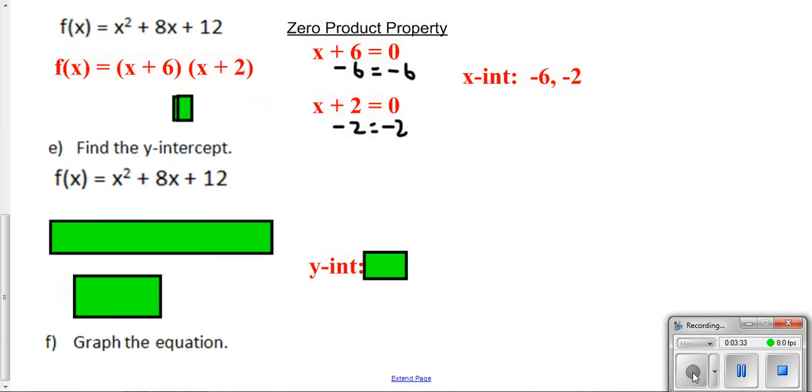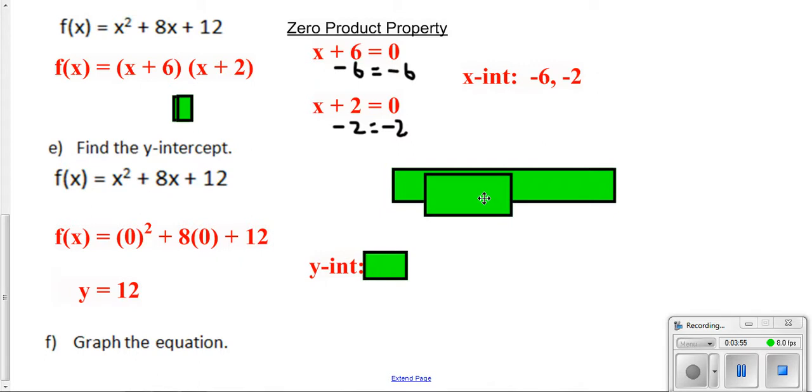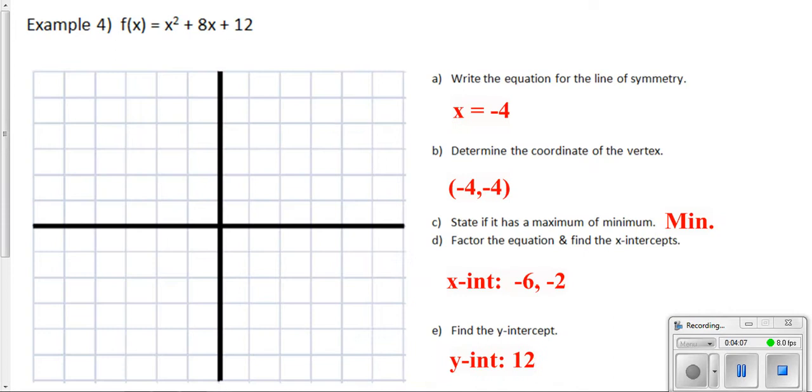Now to find my y-intercept, as mentioned from the table, you simply put in 0 for x. So we need to get rid of x to solve for y. So when I put in 0 into that equation, and I do my computation, 0 squared is 0 plus 8 times 0, which is 0, plus 12, we find out that f of x, or y, is equal to 12. So my y-intercept is 12. From the information that we've gathered, we're now able to graph the function. So we're going to go ahead and graph this given the information that we have.